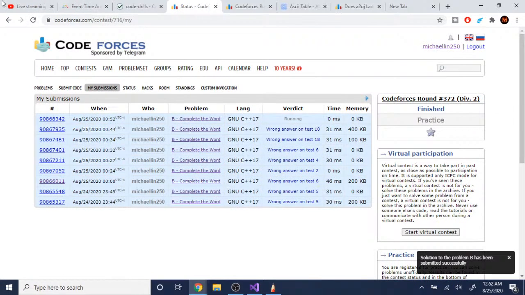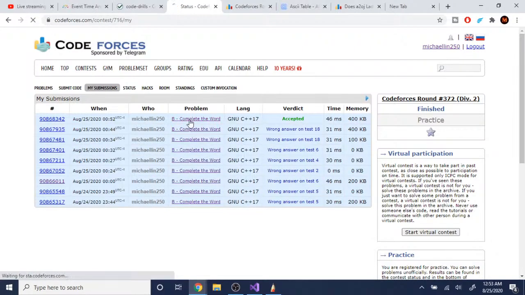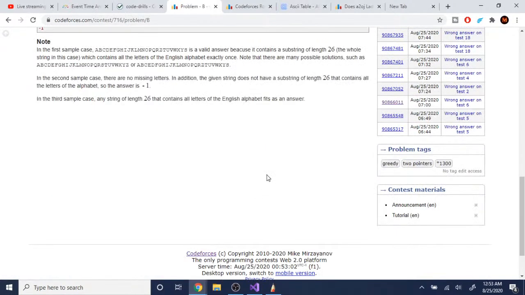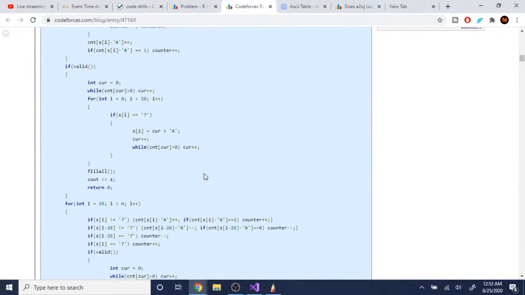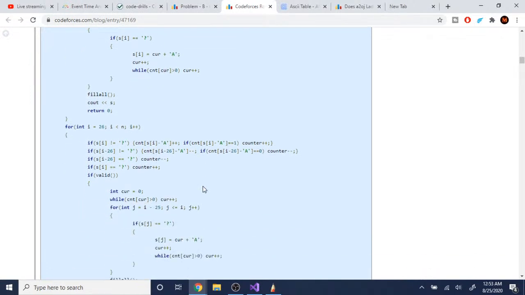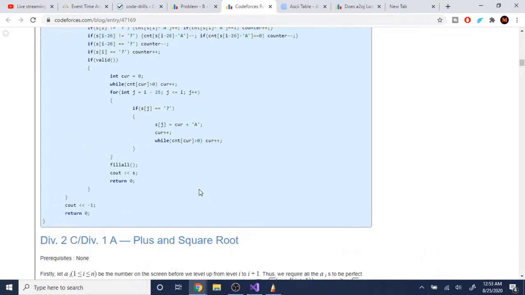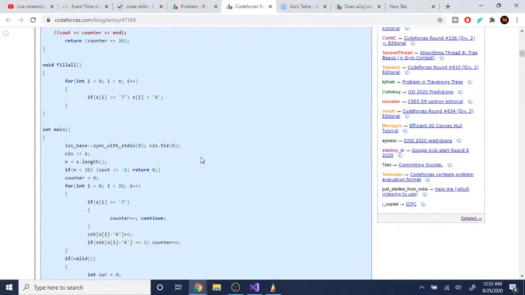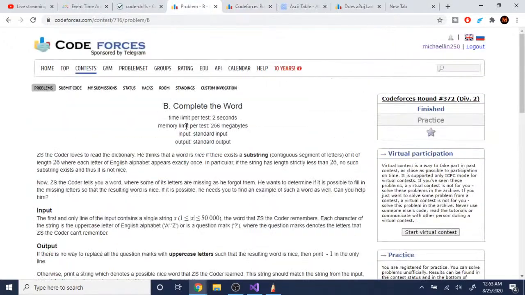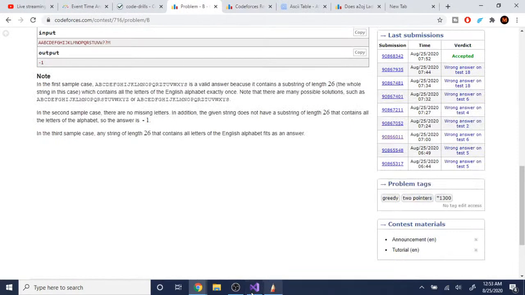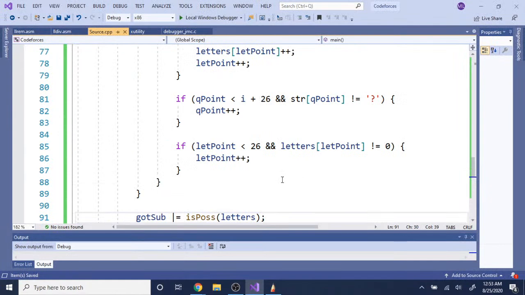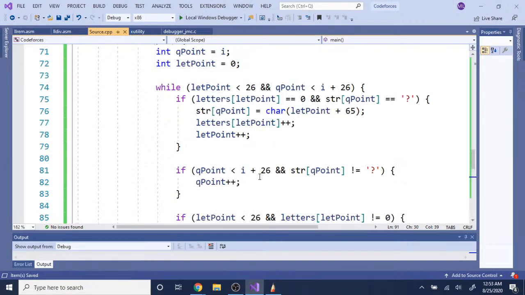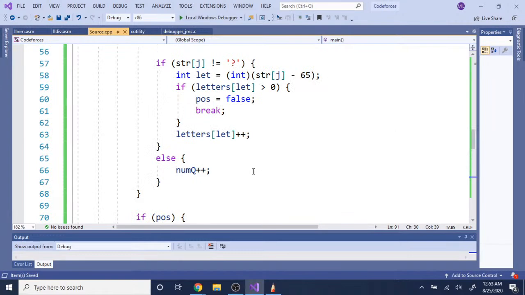Did Codeforces just die? Yes, it got AC'd. Okay, we finally finished it. I don't understand their most optimal solution, but we got AC'd, so that's all that matters. Okay, I figured out the problem. You have to check if it's possible and you OR it, so then you could get all the ones where it did actually occur once.